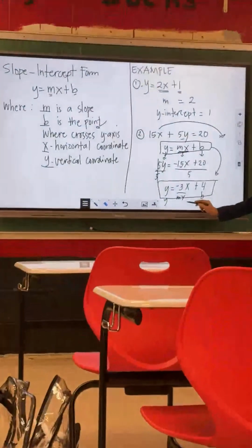So what will be our slope now? If we have here negative 3x plus 4, what is our slope? Is it 3x or is it negative 3 only? It's negative 3. So your slope is negative 3 and your y-intercept is, 5y over 5, cancel that. So the y-intercept is 4.